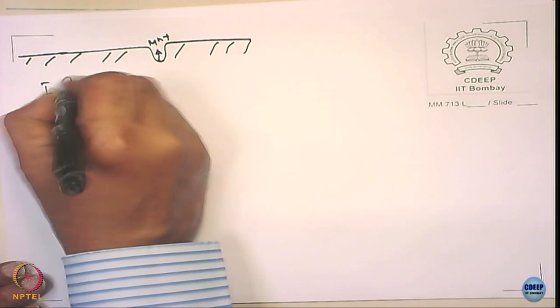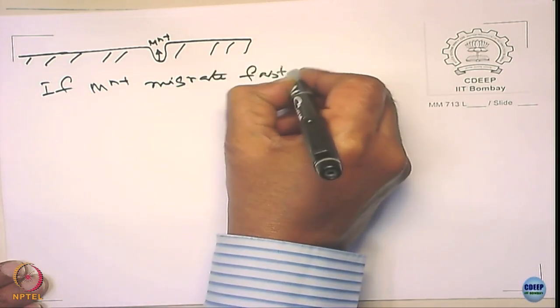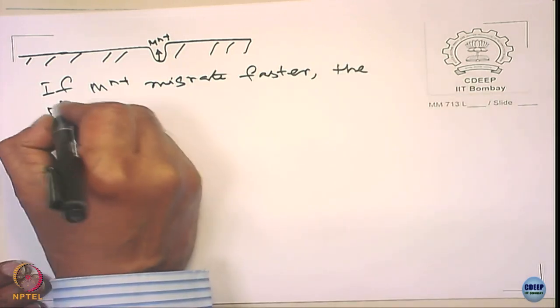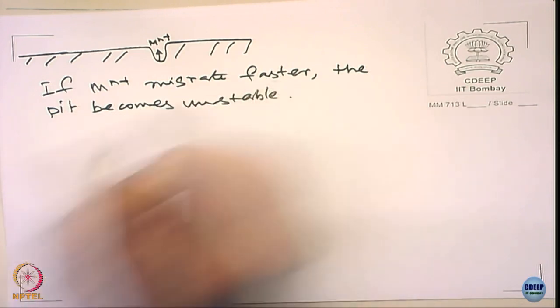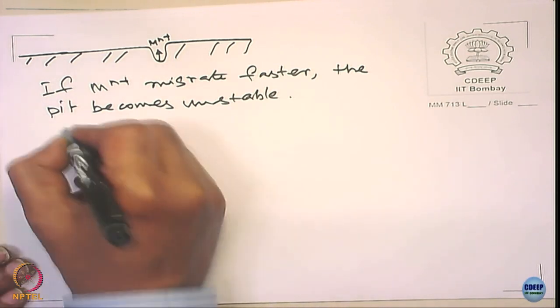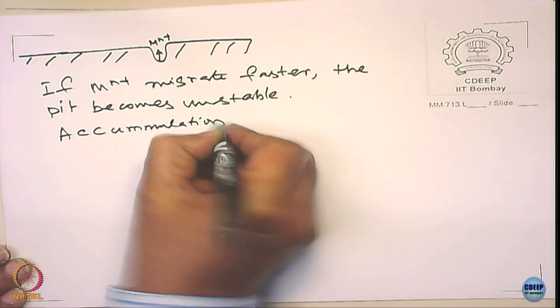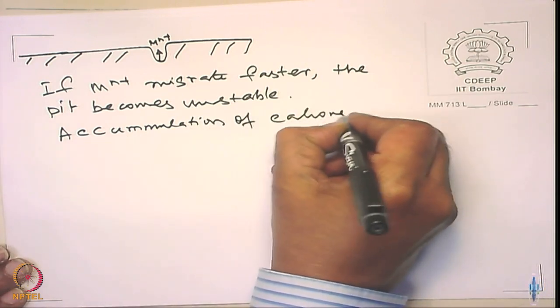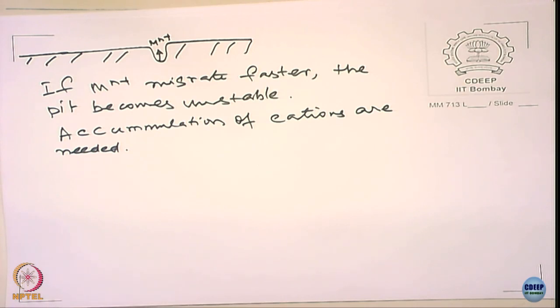So, if Mn plus migrate faster, the pit becomes unstable. Or I put it the other way around, you need accumulation; cations are needed. If they are not accumulated, they are washed away from the surface, pitting will not be stable, and that surface becomes passive again.